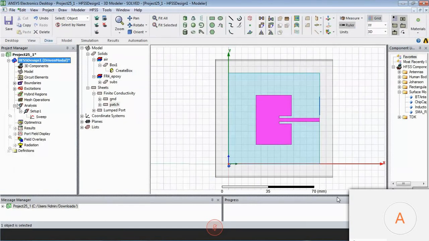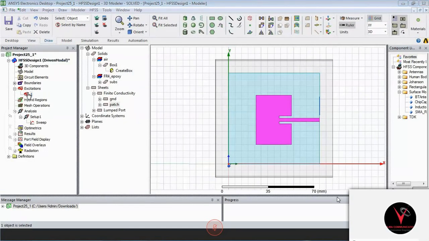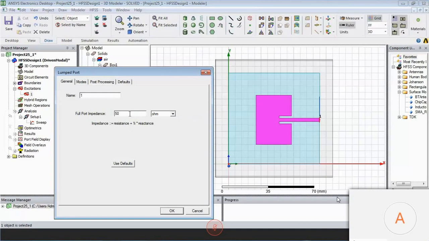Here we give a 50 ohm input impedance now. Yes, sir. So you should analyze whether we can give other values, like 60 ohms or 70 ohms. Yeah, if you give 60 ohm or 70 ohm, the results will also vary.